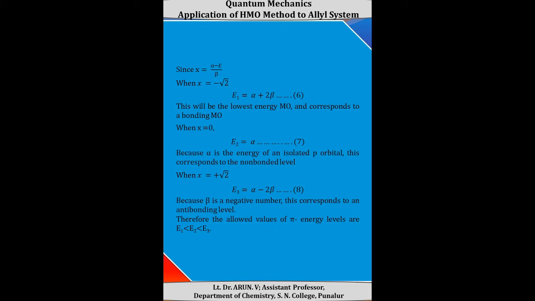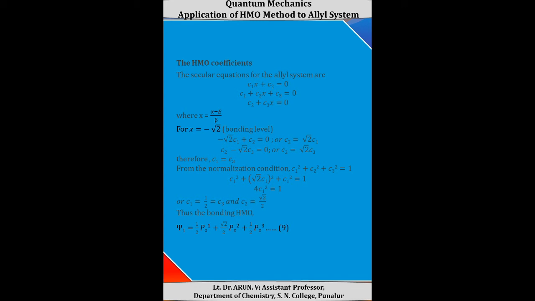When x is equal to 0, we get the value of energy E2 equal to alpha. Because alpha is the energy of an isolated p orbital, this corresponds to a non-bonded level. When x is equal to plus root 2, we get the energy designated as E3, equal to alpha minus root 2 beta. Because beta is a negative number, this corresponds to an antibonding level. Therefore, the allowed values of pi energy levels are in the order of E1 less than E2, which in turn is less than E3.